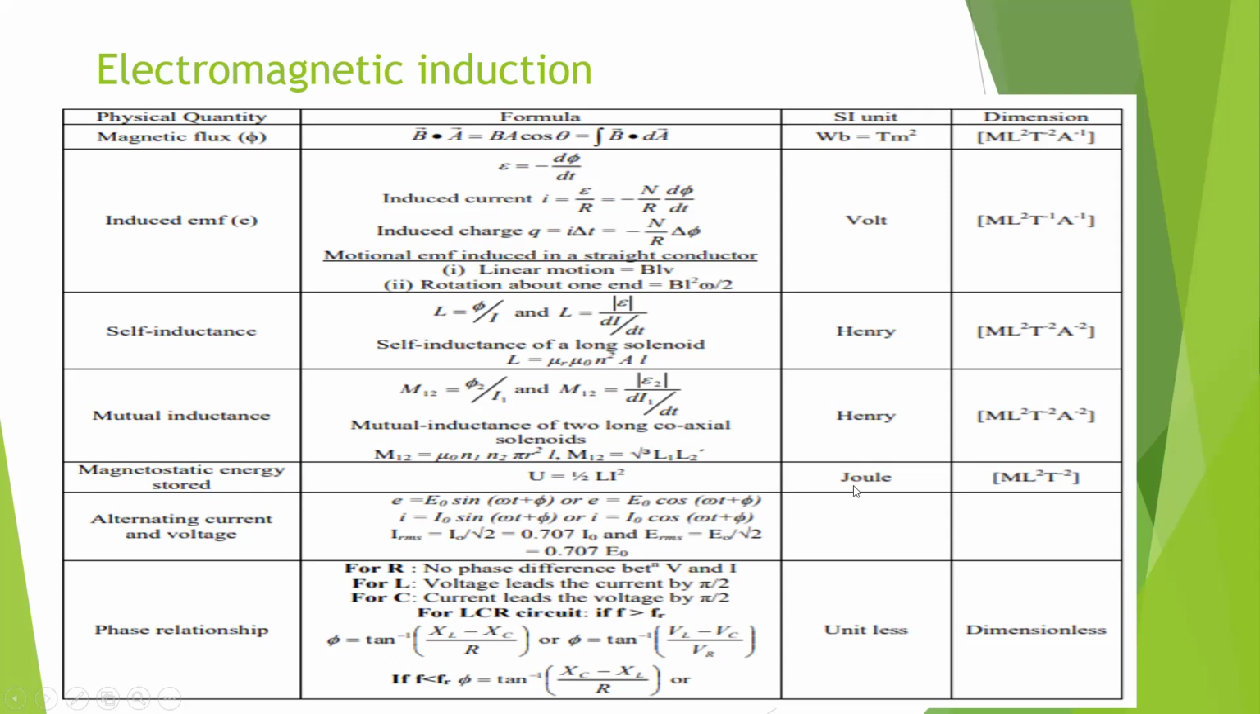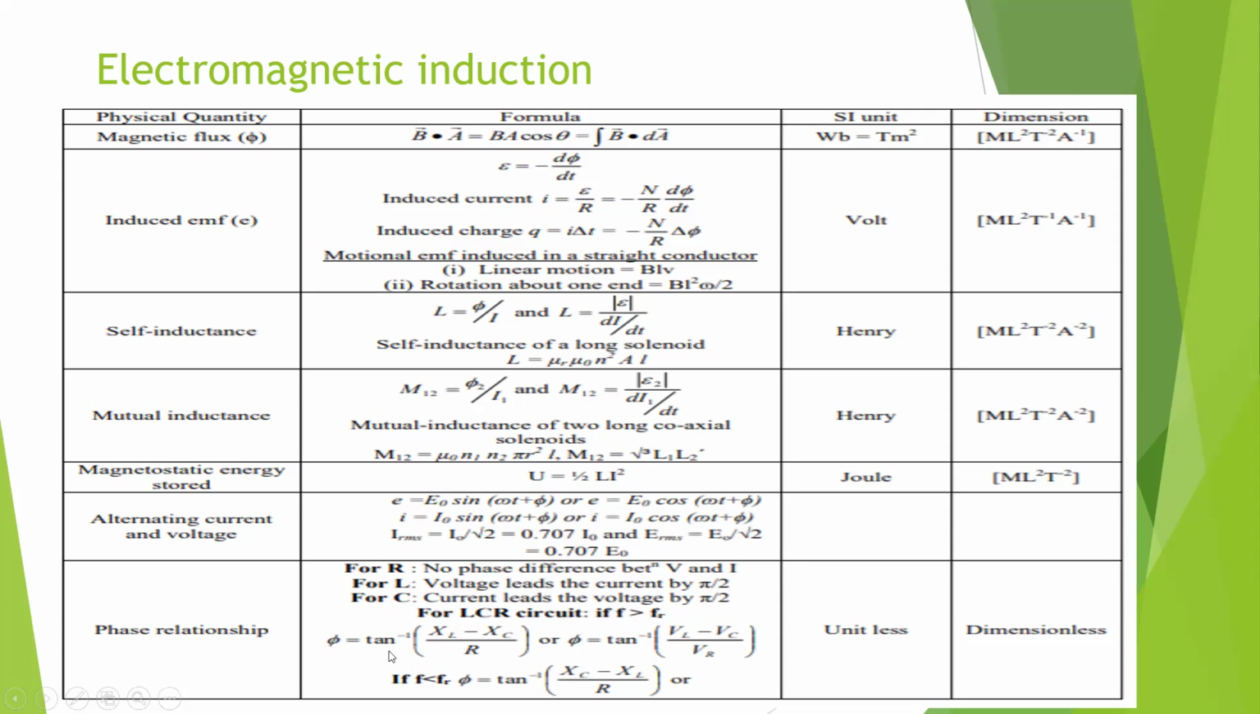The SI unit is joule. For alternating current and voltage, E is equal to E naught sine omega t plus phi, because it is a sine wave, or it can also be represented as a cos wave. I RMS is equal to I naught by root 2. For the phase relationship, for resistance there is no phase difference between V and I. For inductance, voltage leads the current by pi by 2. For capacitor, current leads the voltage by pi by 2.